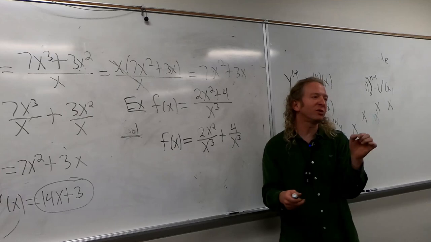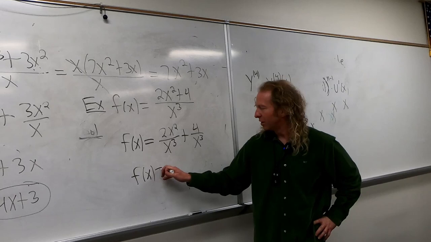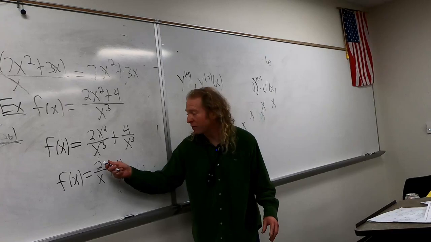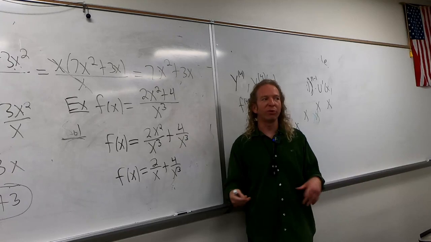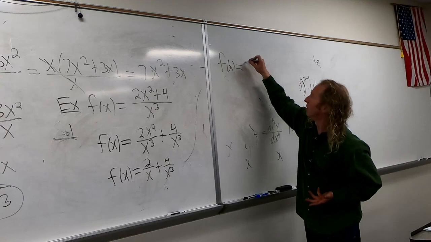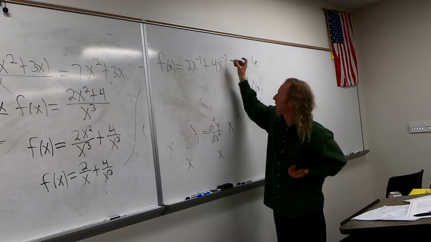So then this cancels. f of x is 2 over x plus 4 over x cubed. We're still not in a good place, because now we have two fractions. But now we have numbers up top, and whenever you have numbers up top, you bring the variables up. It's a really useful strategy. It's not something you have to do, but it's a good thing to do. So it'd be 2x to the negative 1 plus 4x to the negative 3. You could use the quotient rule twice, but that's horrible.